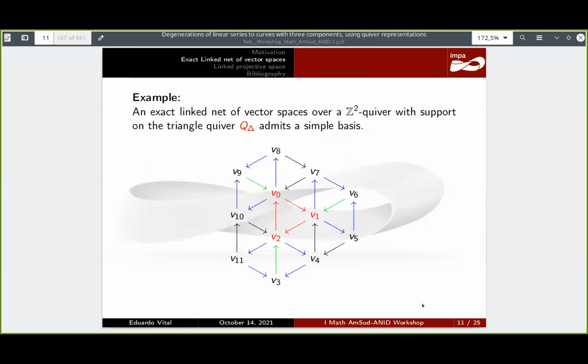Now here we give an example, a very important example, which we use later: an exactly linked net of vector spaces over the Z2 quiver with support on a triangle quiver Q delta admits a simple base, right? Here the quiver Q delta is this one in red, the vertices V0, V1, and V2. The Z2 quiver is infinite, but here we just draw some vertices, since it is impossible to draw infinitely many, right? You must verify the intersection property just at the vertices of the support. So it's not difficult to verify that V0, V1, and V2 satisfy the intersection property, and use the theorem to conclude that this linked net admits a simple base, right?